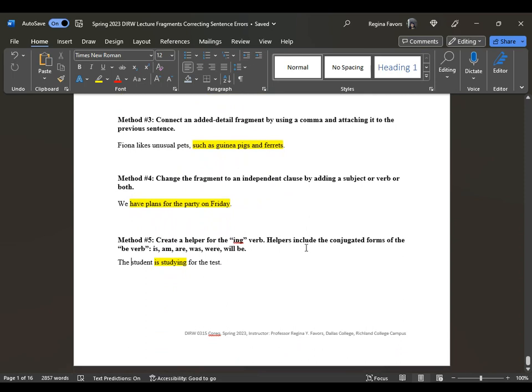Helpers include the conjugated forms of the be verb: is, am, are, was, were, and will be. So, the student is studying for the test. She's doing something, and is studying, without getting too complicated into verb forms, would be present progressive. That is, it started somewhere in the beginning, in the present, and is continuing. So is studying is something that is continuing.